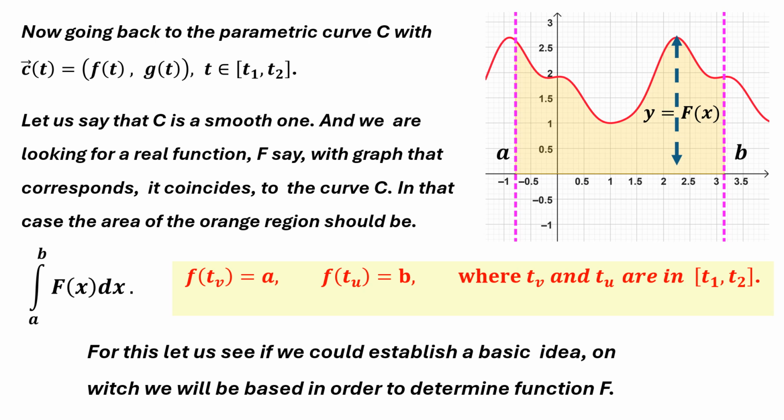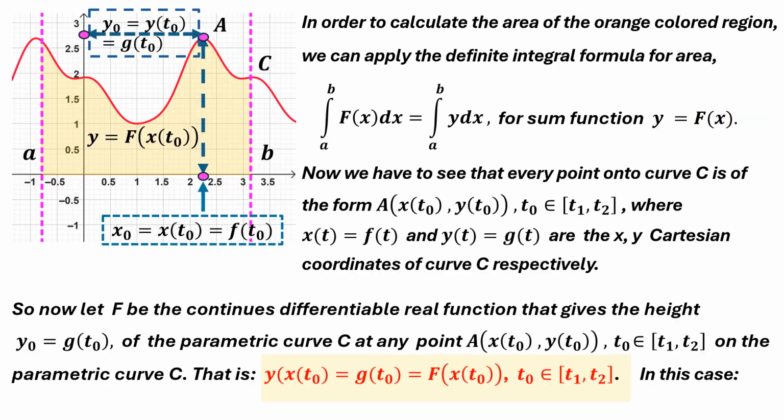For this let us see if we could establish a basic idea, on which we will be based in order to determine function F. Now we have to see that every point A onto the parametric curve C consists of an x-coordinate, x(t) equal to f(t), and a y-coordinate, y(t) equal to g(t), and parameter t in the closed domain [t1, t2].